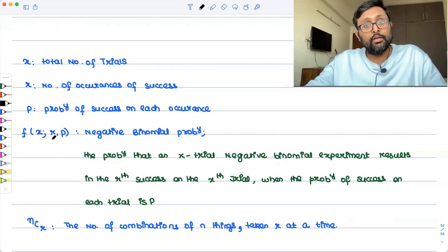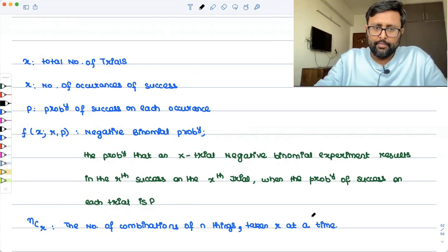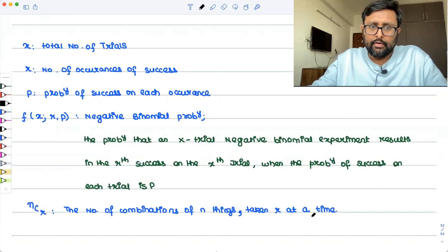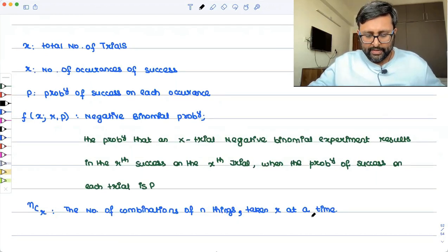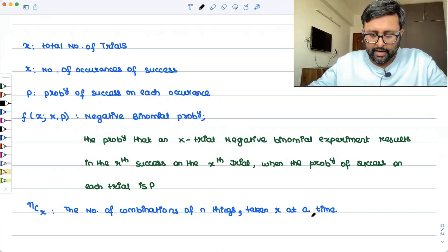So in our example, the probability that X number of trials have to be done so that you can achieve R successes. R success here would mean you're getting 5 tosses of head, right? And when the probability of success is P. So in our case, P is your probability of success, and it was half. NCR is the number of combinations of n things taken R at a time.